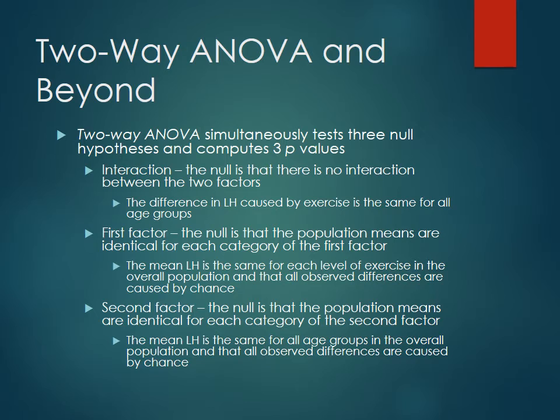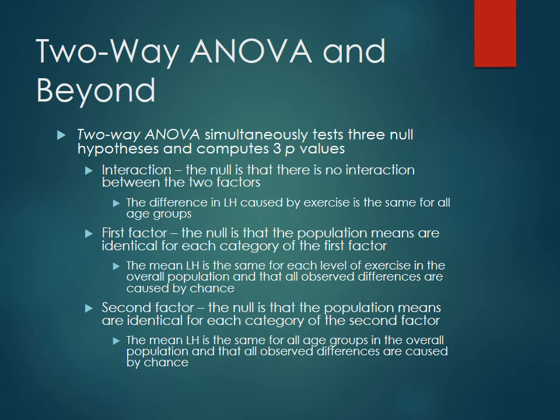The next one would be for the first factor, and so the null is that the population means are identical for each category of the first factor. In this case, it would mean that the luteinizing hormone is the same for each level of exercise in the overall population, and that all the observed differences are just caused by chance alone. And then the third p-value you end up getting would be the null that the population means are identical for each category of the second factor. So in this case, it means that the mean luteinizing hormone is the same for all age groups in the overall population, and that all observed differences are caused by chance.